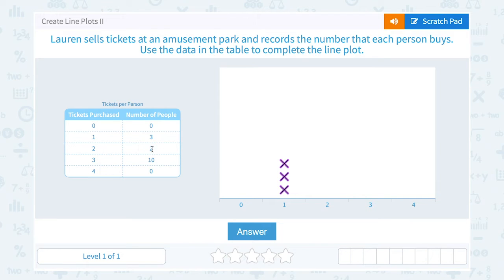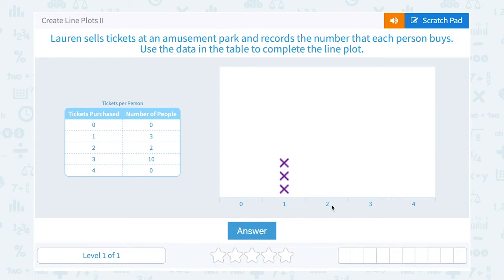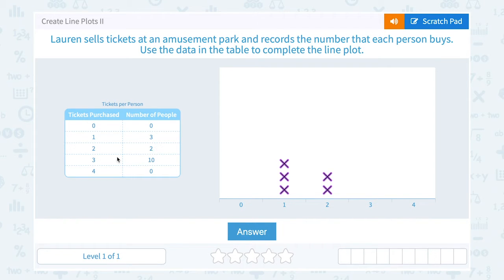2 tickets were purchased by 2 people. So if I go to where it says 2 on my X-axis for the tickets purchased, I'm going to make sure to include 2 X's for 2 people. 3 tickets were purchased by 10 people. So let's go to 3 on our X-axis and include 10 X's to represent those 10 people. And 4 tickets were purchased by 0 people. For 0, I'm going to leave that one blank as well.